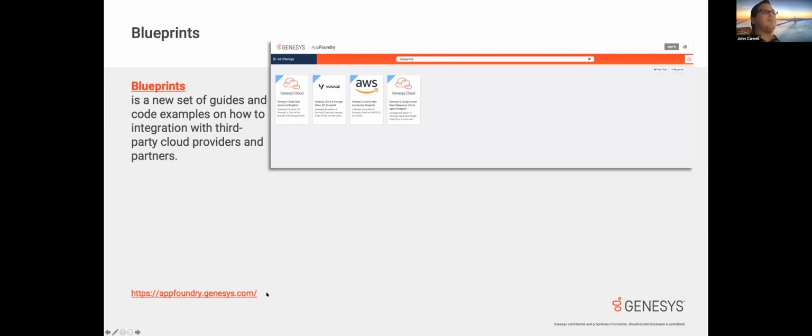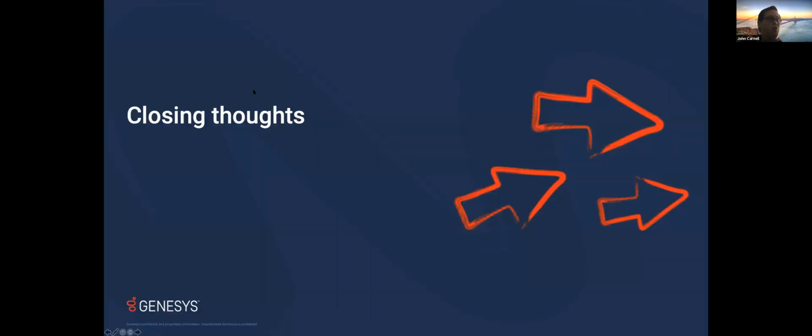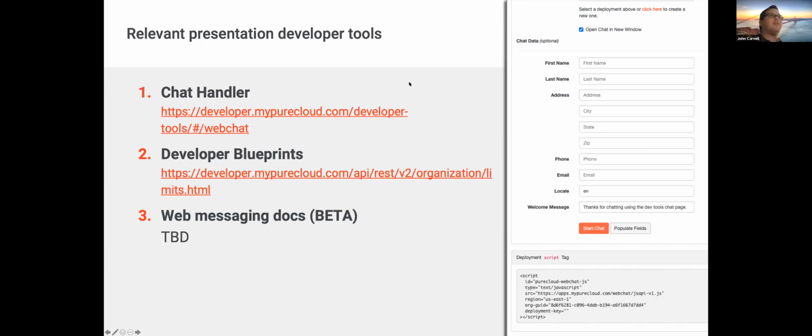The blueprints are accessible through App Foundry. You can actually search on them as a category. So if you go to the App Foundry website, you type in blueprints, you'll actually get back all the available blueprints.